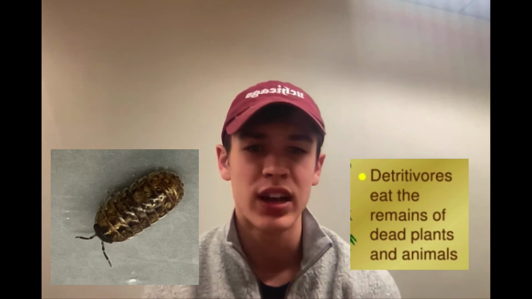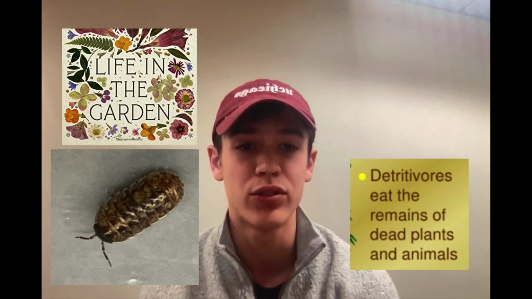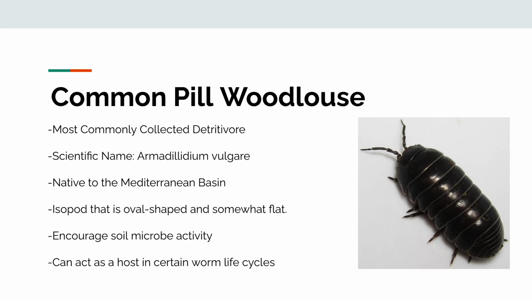So the next organism we want to highlight is the common pill woodlouse. The reason we were initially interested in this organism was because it was the most commonly collected organism in our study that was exclusively detritivorous. However, our true fascination comes from its ability to bolster life in the garden. Just some background, its scientific name is Armadillidium vulgare, but I will call it a pill bug from now on. Further on the background, as you can see, it's an isopod.